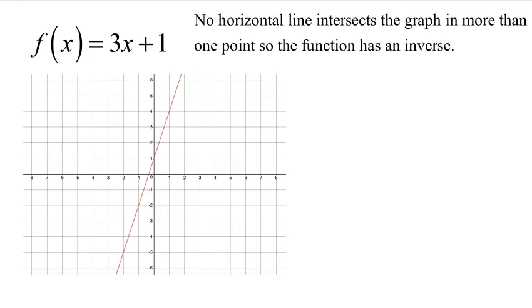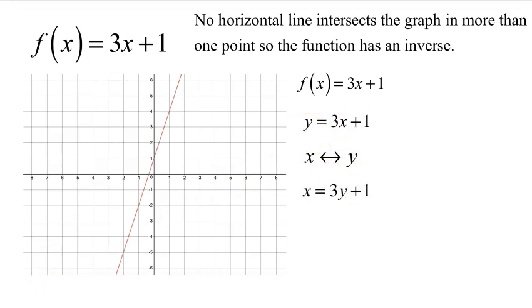Now, how do we find the inverse? I like to use x and y notation. And the inverse just means you switch the x and y. y becomes x, x becomes y. By doing that, this then becomes x equals 3y plus 1. And then our goal is to solve for y. When we solve for y, we will be left with the inverse function.